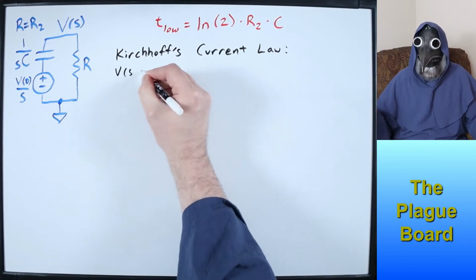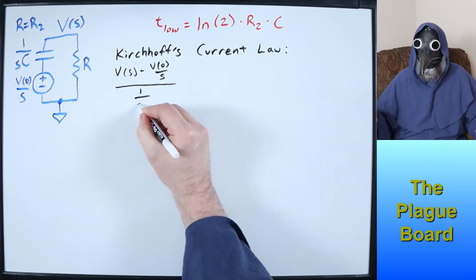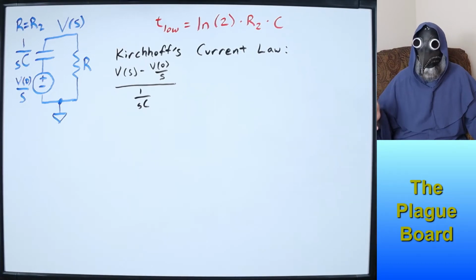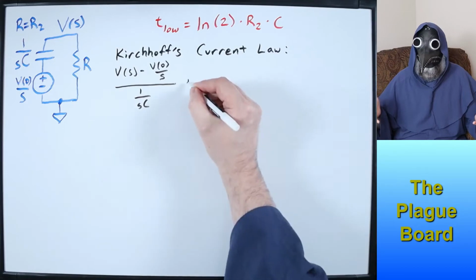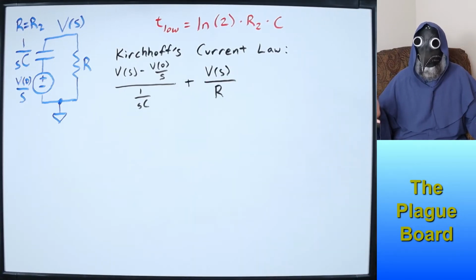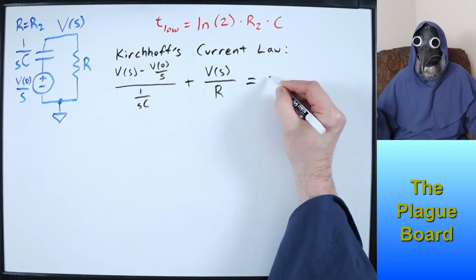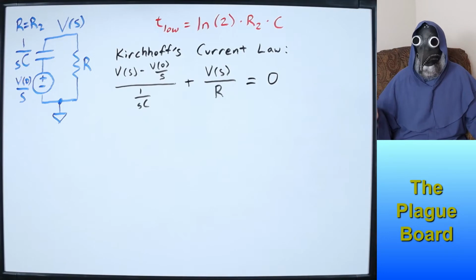The voltage across the capacitor is V of S minus V of 0 over S. Ohm's law states that the current through a resistor is the voltage across it, V of S, divided by its resistance, R. Now, our equation becomes V of S minus V of 0 over S, all divided by 1 over S times C, plus V of S over R equal to 0. Let's solve this for V of S.